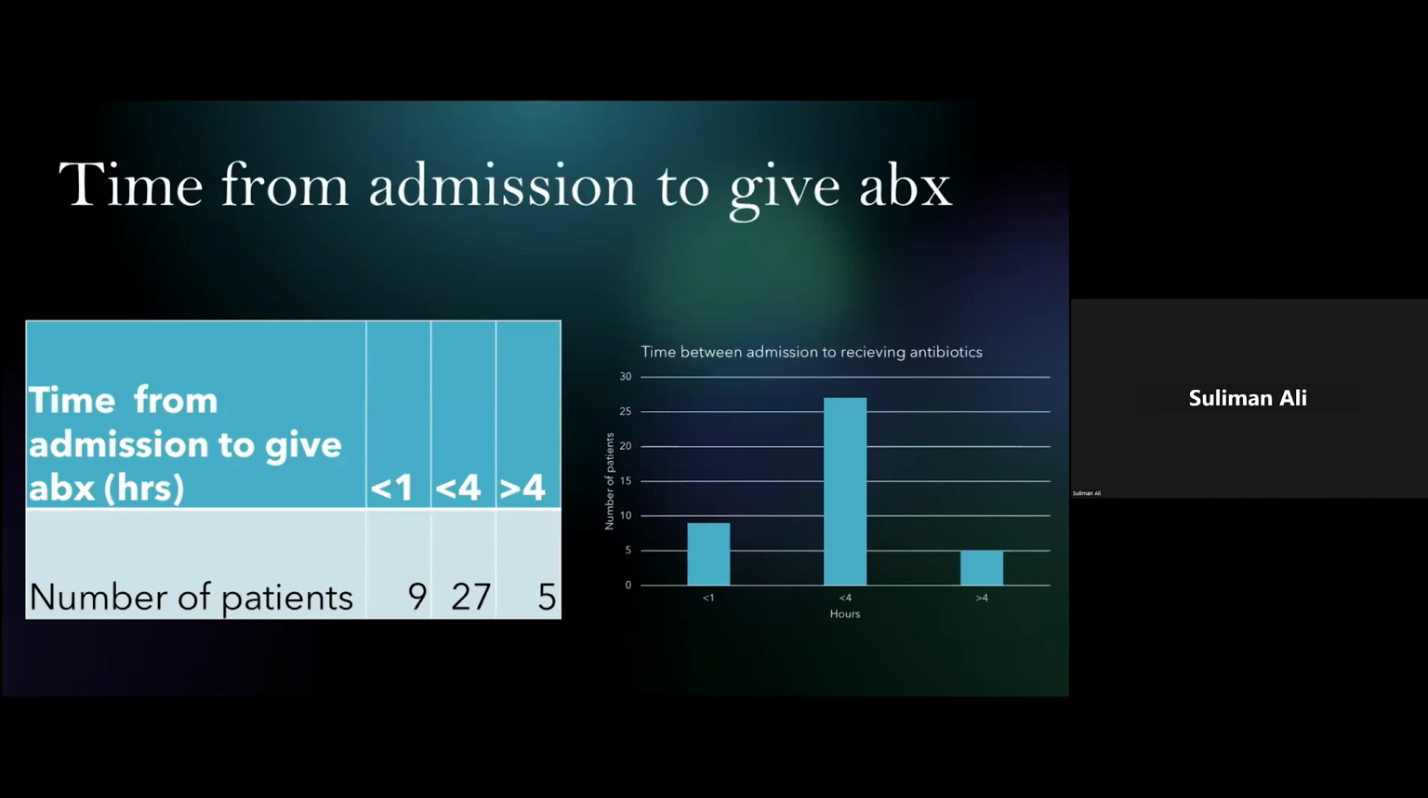Now let's move away from admission length and go to other things. Time from admission to giving antibiotics. This slide shows how quickly, when patients were admitted to our trust, they received antibiotics. I am pleased to say the majority of patients did receive antibiotics within 4 hours. However, as per sepsis guidelines, at least in the UK, antibiotics should be given within 1 hour, which only 9 out of 41 patients had done. Thus, we set 1 hour as a standard, and my department again has some work to do to implement this and make sure all antibiotics are given within 1 hour.